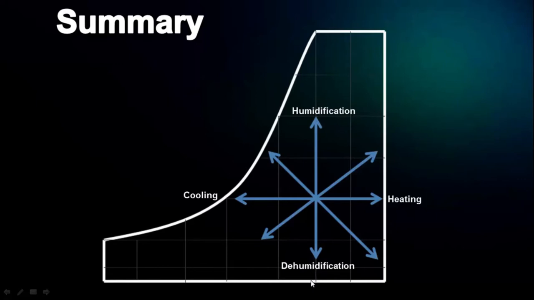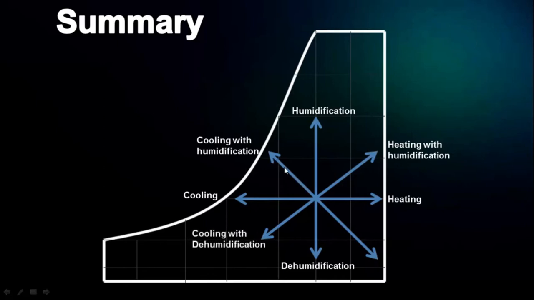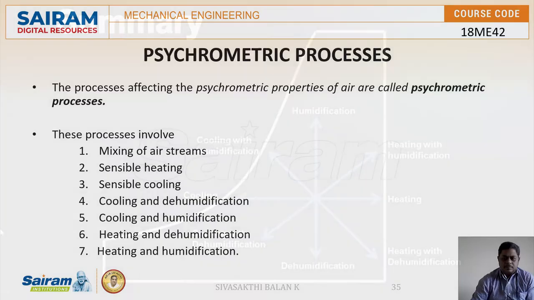A combination of these processes can also be plotted on the psychrometric chart. In practice, a combination of these processes occurs in HVAC systems. For example, heating and humidification can be indicated by this line. Similarly, cooling with humidification can be shown by this line. Similarly, cooling with dehumidification by this line, and heating with dehumidification by this line. So these are psychrometric processes.